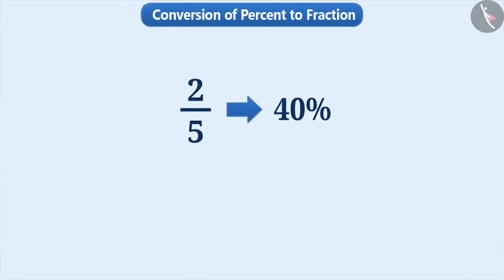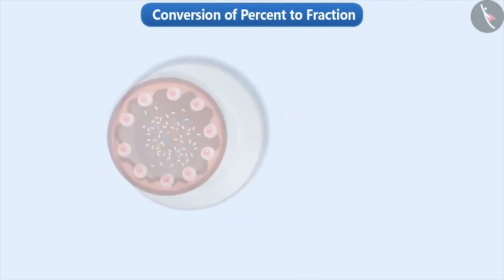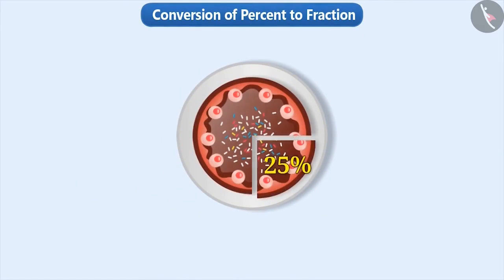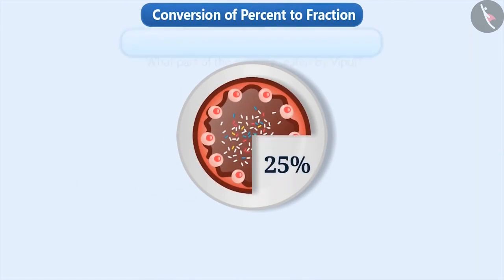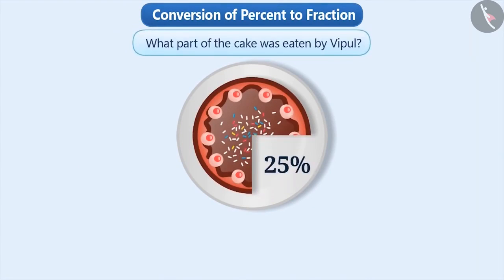Till now, we have learned the conversion of fractions into percentages. Sometimes, it is necessary to convert percentage into fraction. Now consider 25% of the cake is eaten by Vipul. Then what part of the cake has he eaten? In order to find this, we need to convert 25% into fraction.